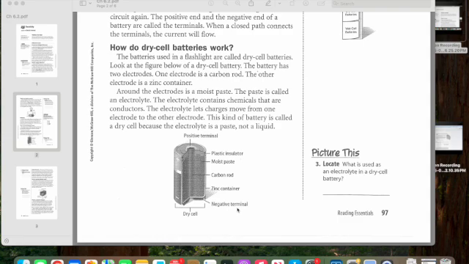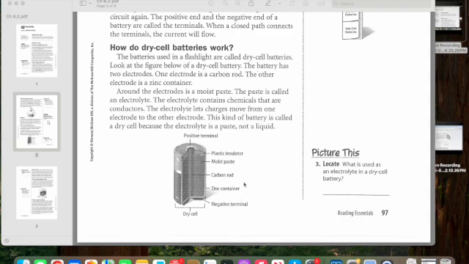Around the electrodes is a moist paste. The paste is called an electrolyte. The electrolyte contains chemicals that are conductors. The electrolyte lets charges move from one electrode to the other electrode. This kind of battery is called a dry cell because the electrolyte is a paste, not a liquid.